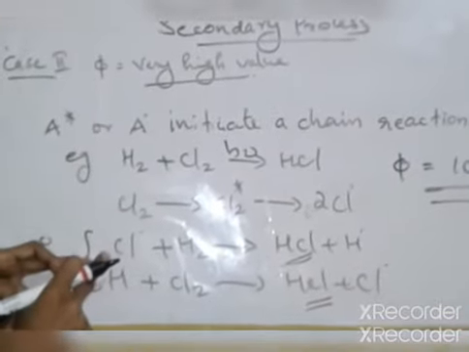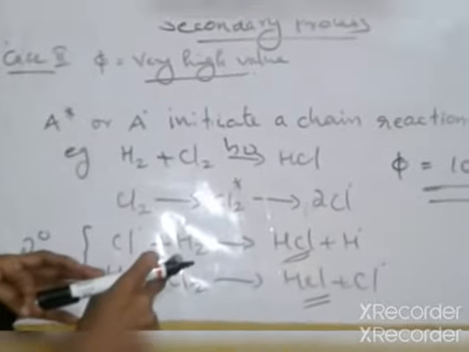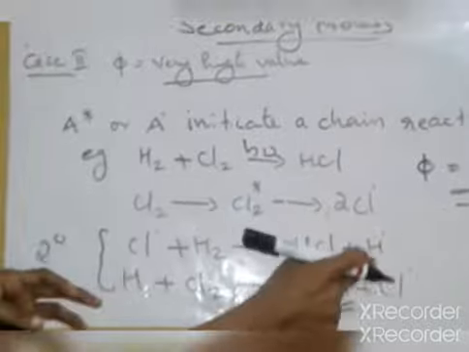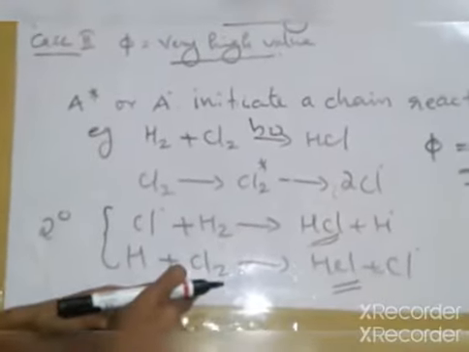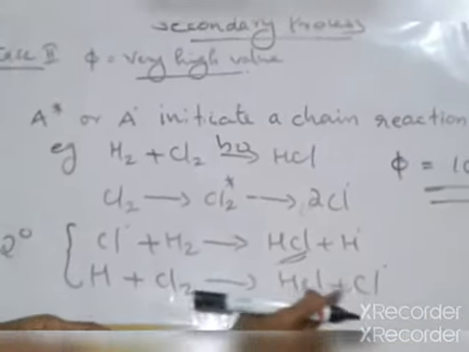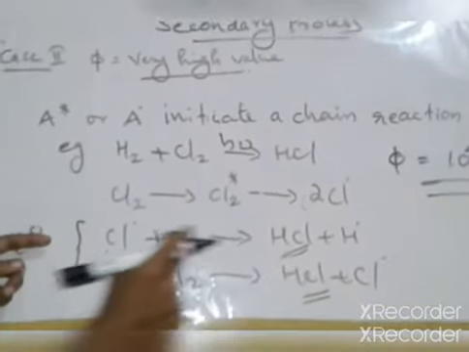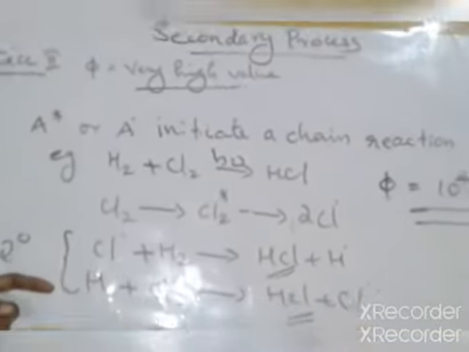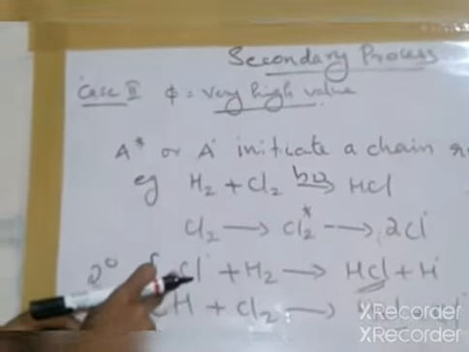one of the chlorine atoms reacts with the unexcited hydrogen molecule and gives HCl and a hydrogen atom. This hydrogen atom again reacts with the unexcited chlorine molecule present in the reaction mixture and gives HCl plus a chlorine atom. This chlorine atom again repeats the same process, and we can get a large number of HCl products starting from a single chlorine atom.